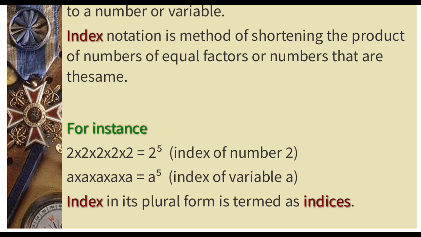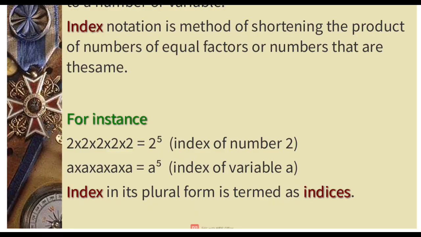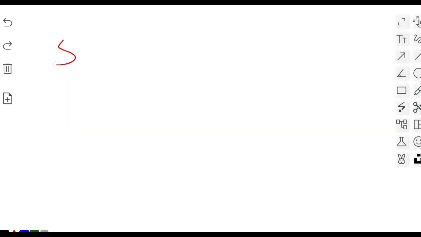To express this in expanded form means 2 multiplied by itself 5 times. We can also make use of a variable, a letter. If I have a raised to the power of 5, this implies that a is multiplied by itself 5 times. If I have 5 raised to the power of n, this implies that 5 is multiplied by itself n times.